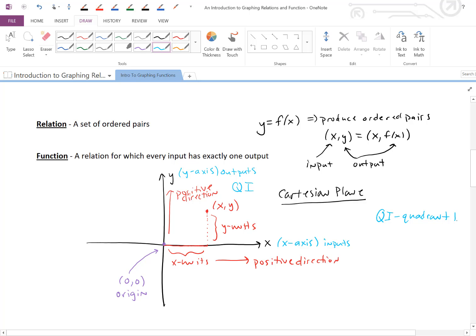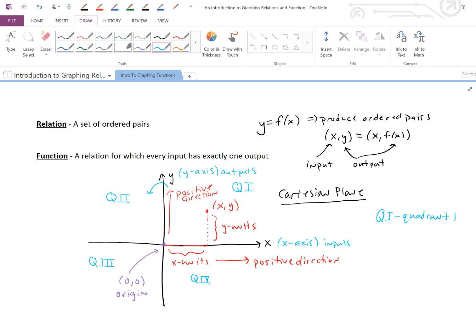We measure counterclockwise. So over here at the top left, that is your quadrant 2. Keep going counterclockwise to the bottom left, that is your quadrant 3. And then finally at the bottom right, that is quadrant 4. So there's really 6 different places that a point can be located in the Cartesian plane, either in one of the 4 quadrants or on one of the axes.